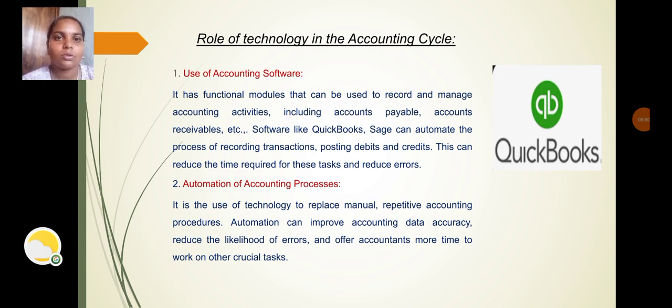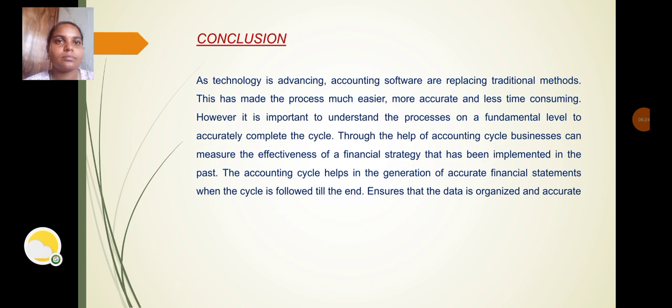Automation of accounting processes. It is the use of technology to replace manual, repetitive accounting procedures. Automation can improve accounting data accuracy, reduce the likelihood of errors, and offer accountants more time to work on other crucial tasks.